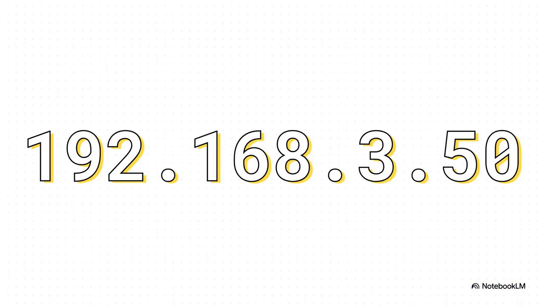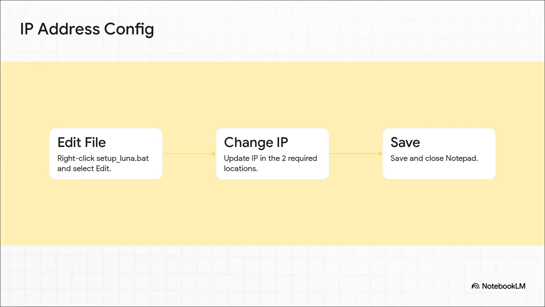Okay, before we get to the fun double-clicking part, there's just one tiny edit we need to make. The default IP address baked into the tool is set to 192.168.3.50. And unless you are incredibly lucky, that is probably not the IP address your home router assigned to your Luna device. We just need to update this default IP to match your actual local Luna IP so the AI knows exactly where to send its commands over your Wi-Fi. So here's exactly how we fix that.